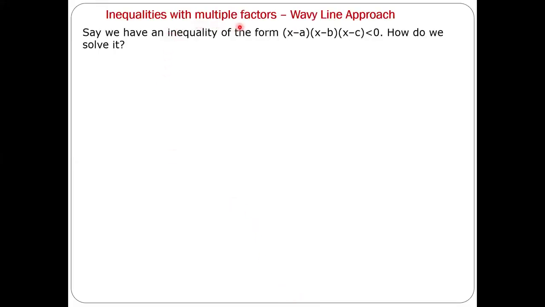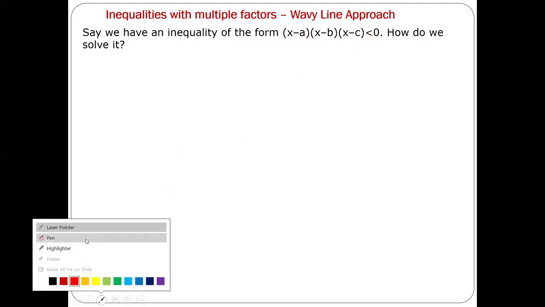Inequalities with multiple factors. For example, this is an inequality that is given to you: x minus a into x minus b into x minus c is lesser than 0. And let's say we are supposed to solve it. Now, I'll tell you the classical way to solve it. The classical way would be: the product of three expressions is negative. When will the product of three expressions be negative?